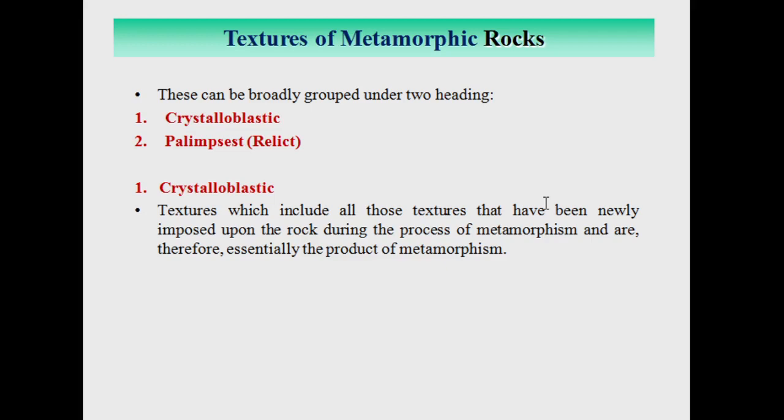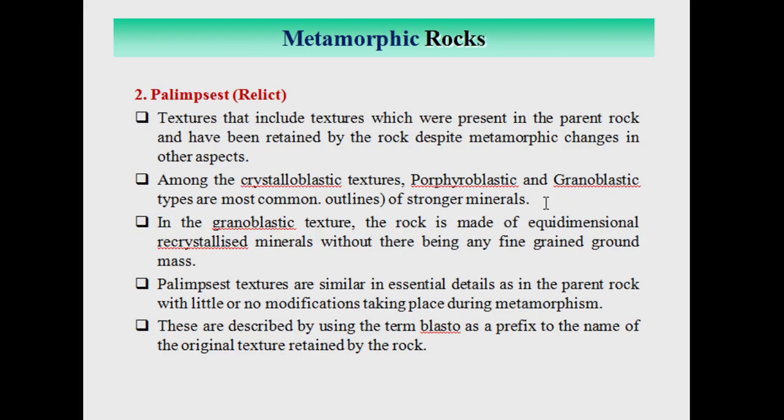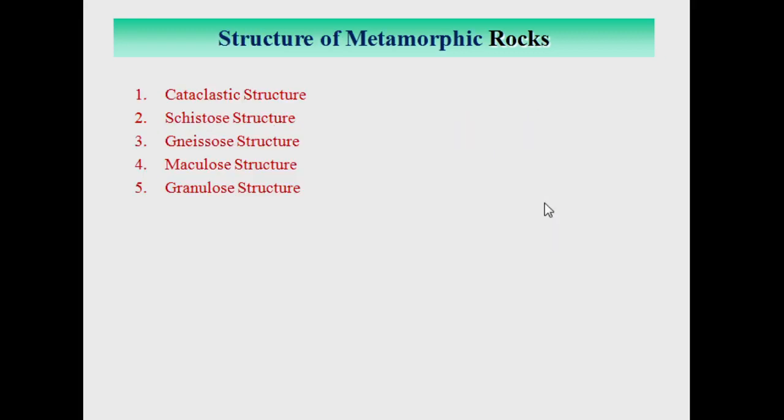And the second is palimpsest. This includes the textures which are present in the parent rock and have been retained by the rock despite metamorphic changes in other aspects. The palimpsest textures are similar in essential details to the parent rock, with little or no modification taking place during metamorphism. This is the second type of texture of metamorphic rock.